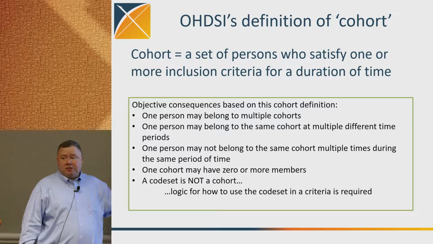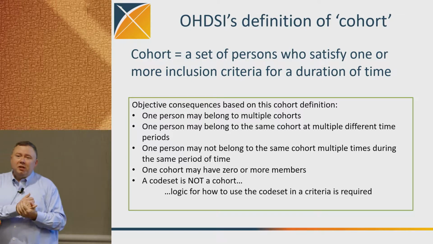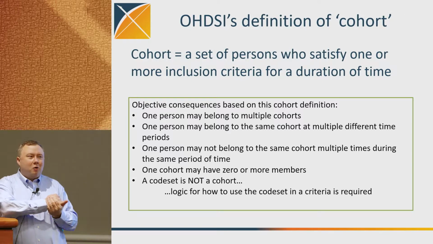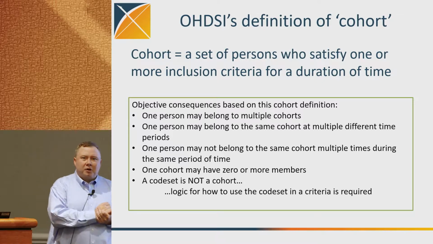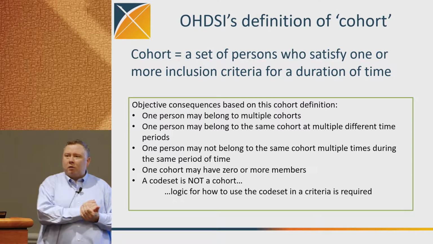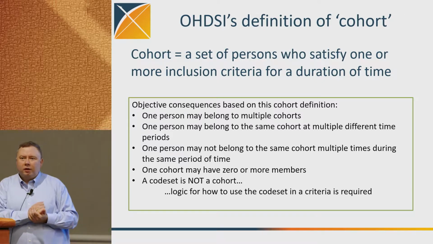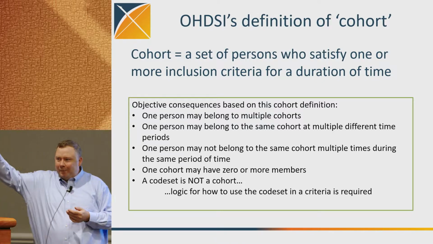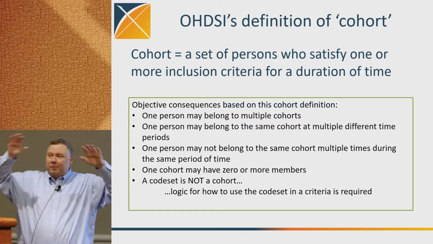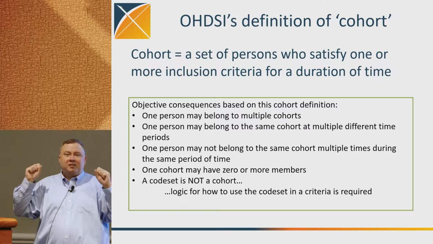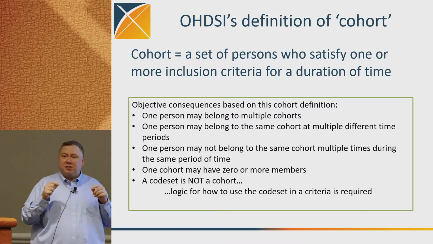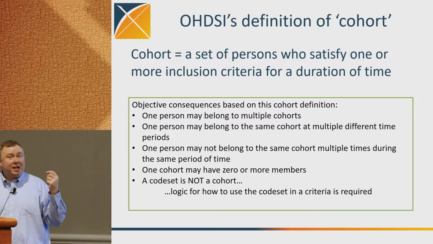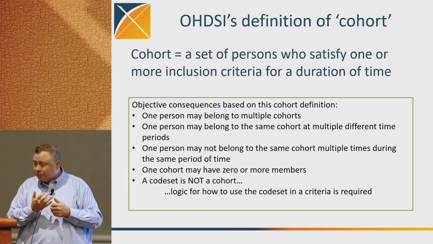Here are some consequences. One person can belong to multiple cohorts, because as long as a person satisfies the criteria for any given cohort, they can belong to as many cohorts as they want. That's super important because if we want to find the intersection between the people with dabigatran and the people with stroke, they need to be in both cohorts. And in fact, this idea of finding intersections is going to be fundamental to pretty much every analysis we do.